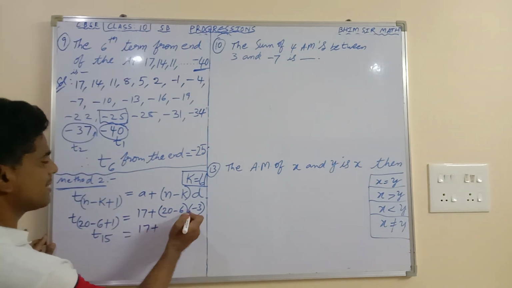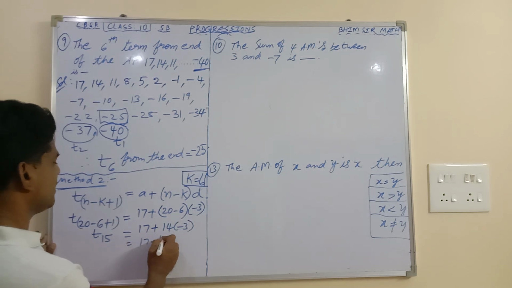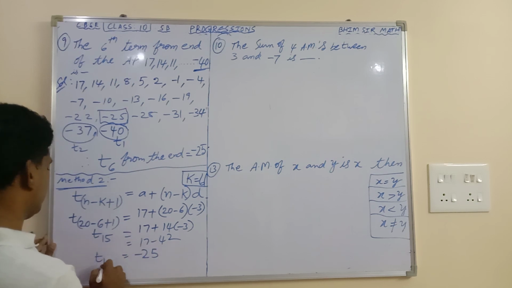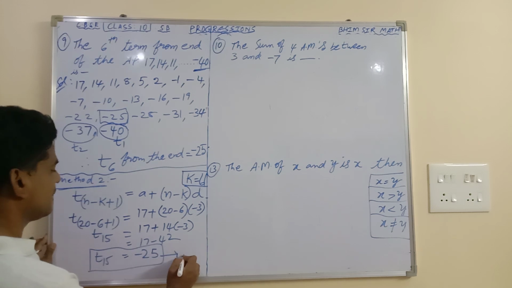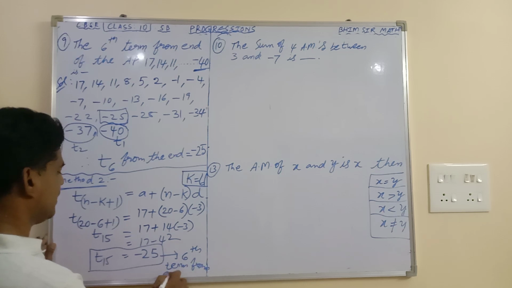So 17 plus (20 - 6) is 14, 14 times -3 is -42. So 17 - 42 is exactly -25. So this is the required answer. This is nothing but the 6th term from the end of the AP.